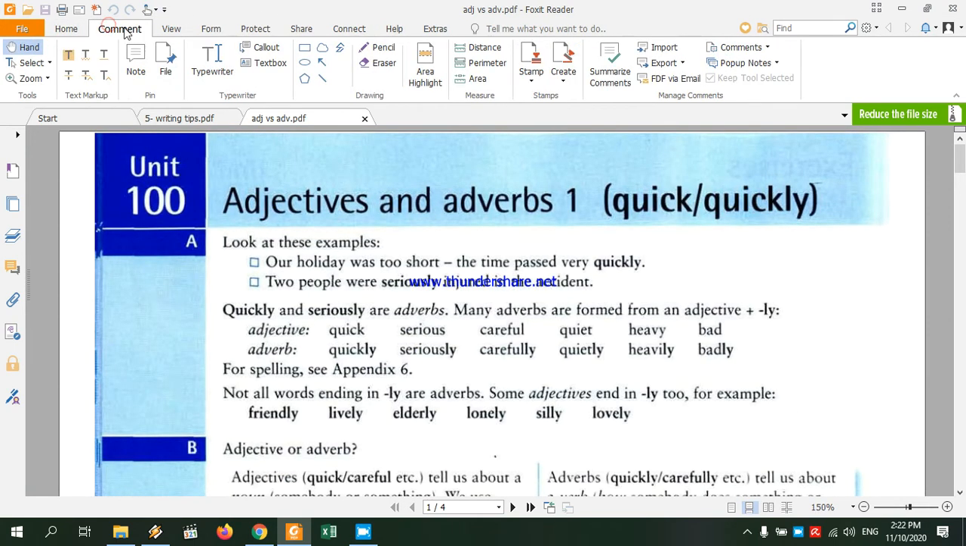Let me get the annotator, pencil. The adjective quick, we can add ly, so it becomes an adverb. Serious, also we can add ly, so it becomes an adverb. Careful, the same, and quiet, quietly. Heavy, heavily. Bad, badly.